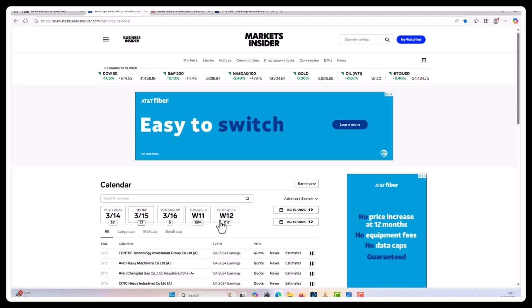By the way, we are in week 11. Next week is going to be week 12. That means we have 2 more weeks, and we're going to close out the first quarter of 2025. I misspoke earlier, yes, first quarter of 2025.